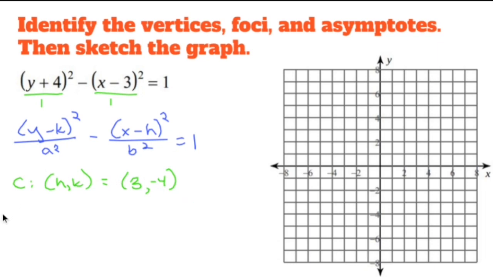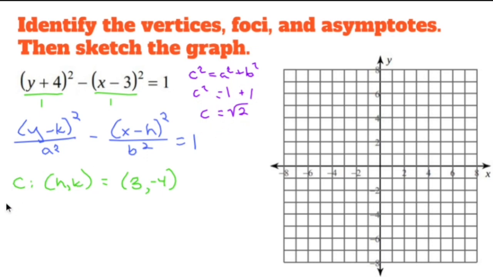Let's do the foci next. So in order to do the foci, you need a c, and we don't have a c. But the way you would find c for a hyperbola is you would do c squared equals a squared plus b squared. So if you remember ellipses, it was minus, now it's plus. So what do I know? I know that c squared is 1 plus 1, which means c is the square root of 2.